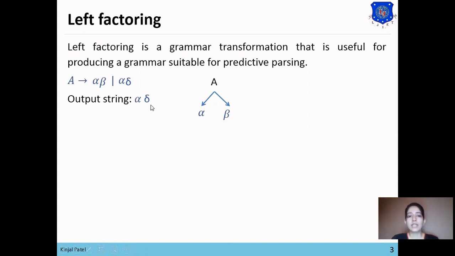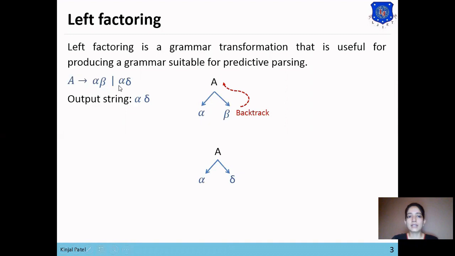Now it will check for the next character. The second character in the output string is delta, and in the pass string it is beta. So it compares delta with beta, but delta and beta do not match. So the parser will backtrack and will check for the other alternatives available in the grammar.